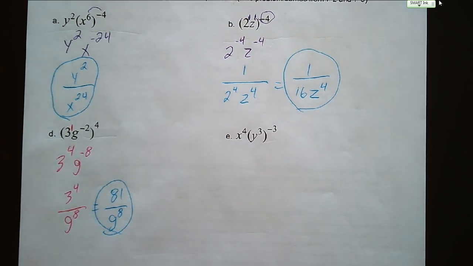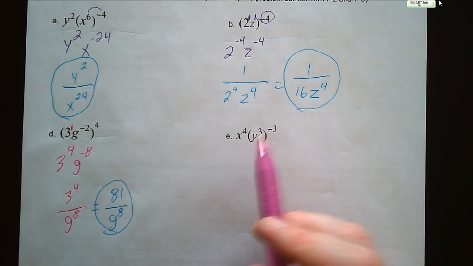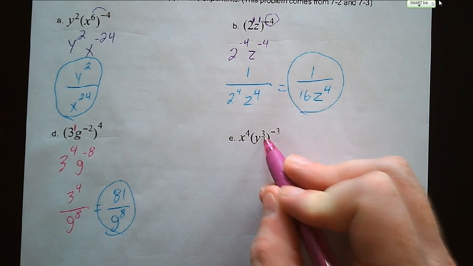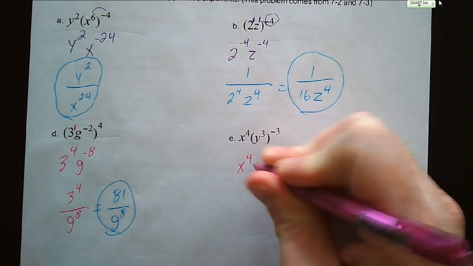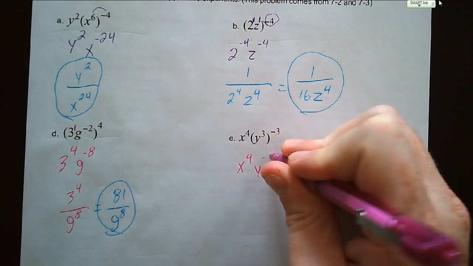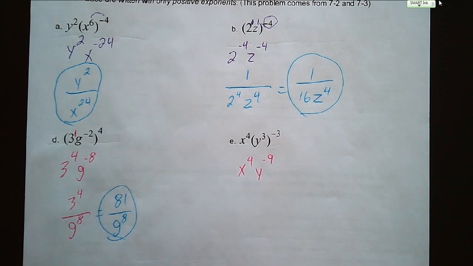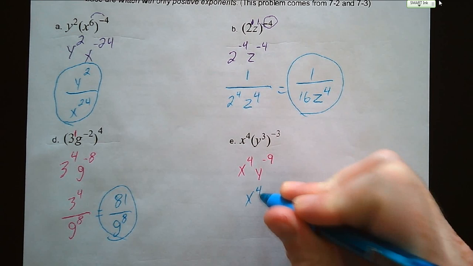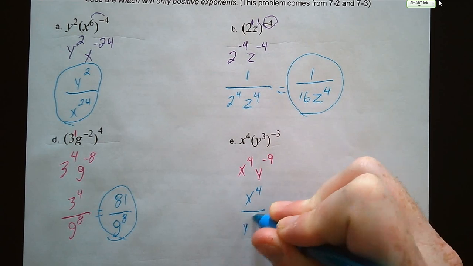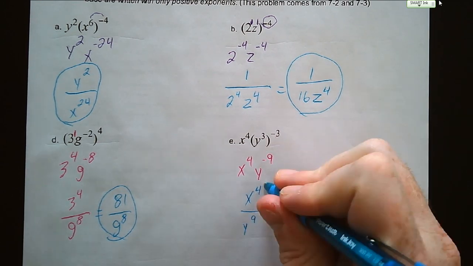Okay. Letter E, we have a power to a power, so we have -3 times 3. So we have x to the 4th, y to the -9th. We want to rewrite that using only positive exponents. So we have x to the 4th over y to the 9th. Okay.